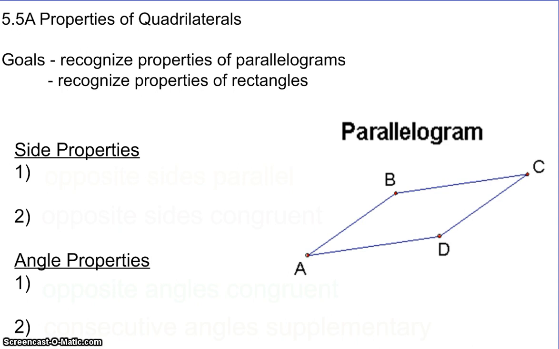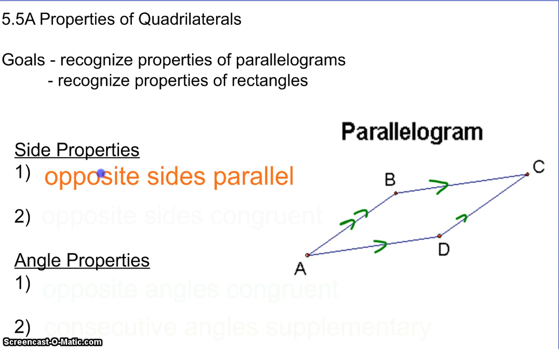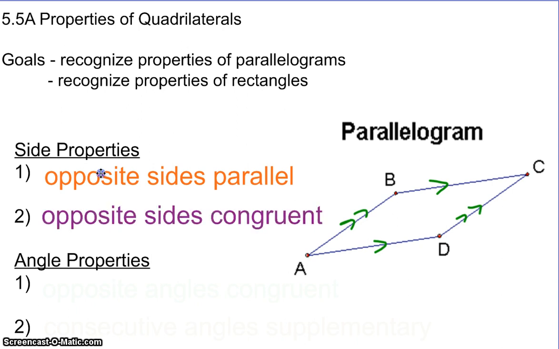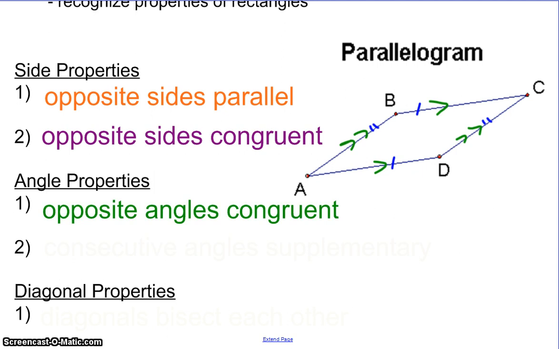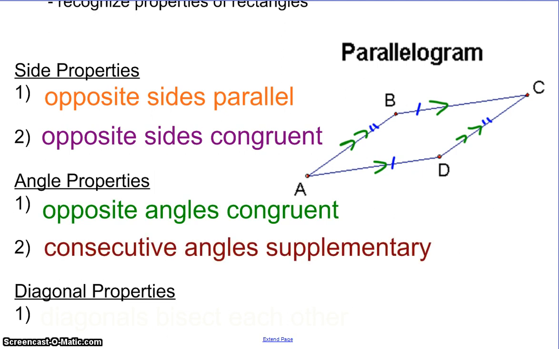problems and or proofs. First one is that the opposite sides of a parallelogram are parallel. We also know that the opposite sides are congruent to each other. There are a couple angle properties that we have as well. We have that the opposite angles are congruent and that the consecutive angles are supplementary.